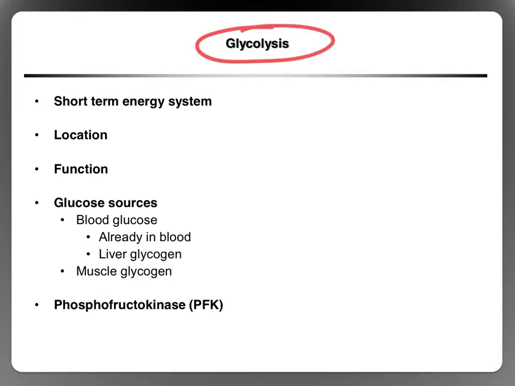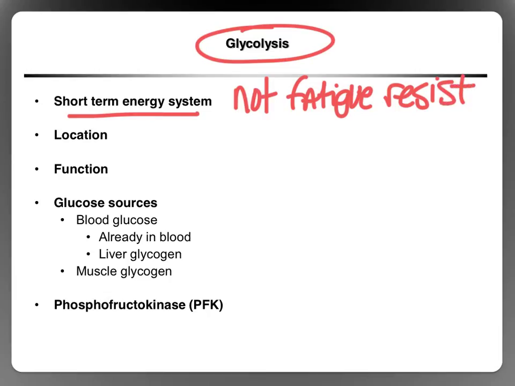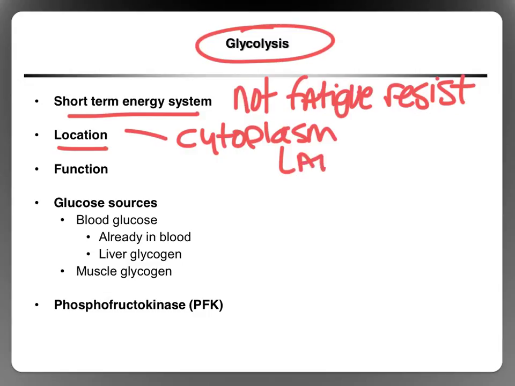All right, so glycolysis is often called the short-term energy system because it is not fatigue resistant. Okay, and what that means is that it cannot produce ATP for long periods of time. It's a short-term system, so its function is to produce ATP for short periods of time, and we'll talk more about that. It is an anaerobic system, so it occurs in the cytoplasm. Okay, anaerobic systems occur in the cytoplasm.